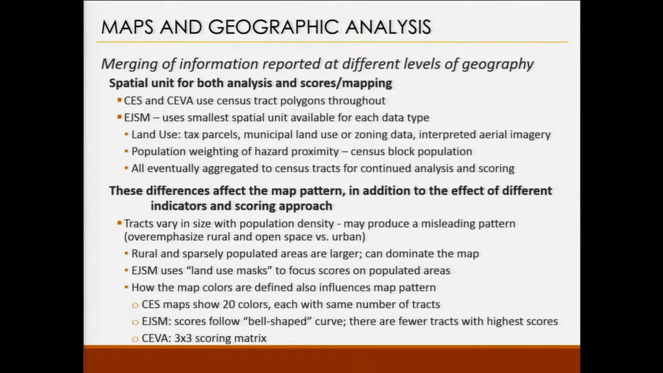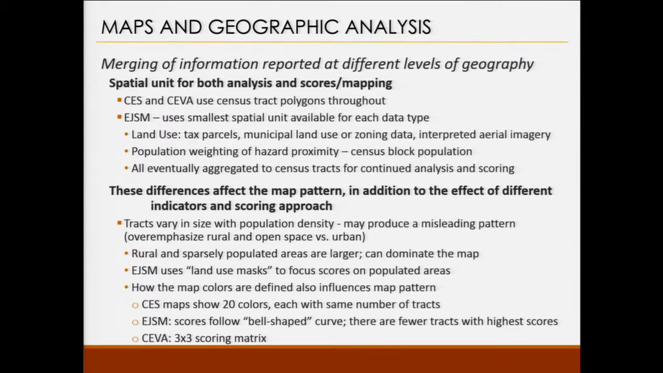The differences that I'm discussing affect the map pattern independent of differences in the scoring approach or the indicators that these methods use. So things to watch out for would include the following. One is that tracts vary in size a lot because population density varies a lot. And so sometimes you'll look at a map and the pattern will seem misleading because there's lots of color or it's very obvious in the rural areas or the open space areas just because they're larger and they tend to dominate the map pattern.